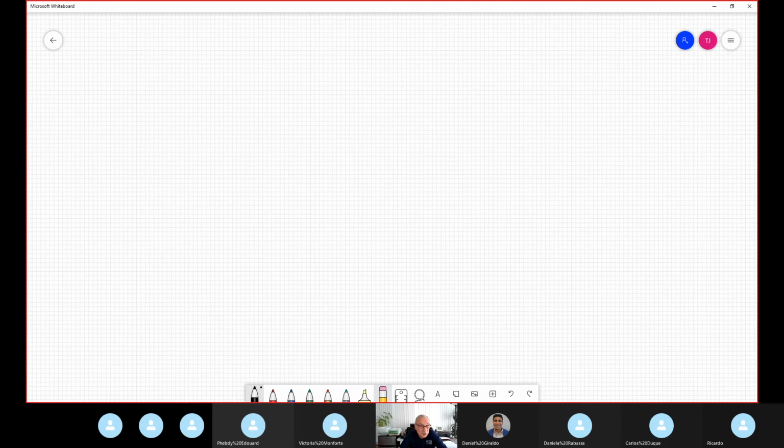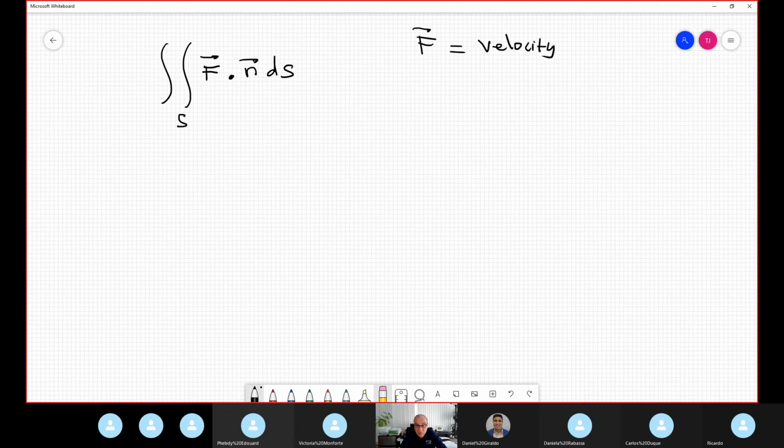There are several interpretations. This is mathematical. However, if you consider that this vector field represents the velocity of a fluid, say water, normally for velocity I don't call it F, I call it v, but it doesn't matter. Velocity is meters per second.